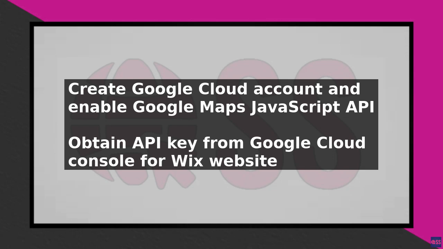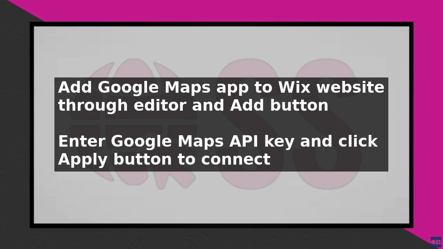Next, go to the Wix editor and click on the Add button on the top bar. Then select More and search for Google Maps. Click on the Google Maps app and then click on the Add to Site button. You will then be prompted to enter your Google Maps API key. Enter the API key you obtained from the Google Cloud Console and click on the Apply button.